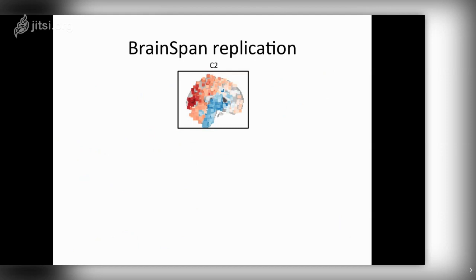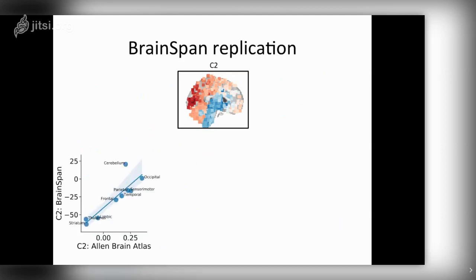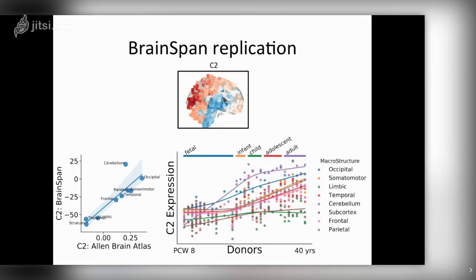So as such, we calculated the mean component 2 expression in several regions in the Allen Brain Atlas and correlated this with the mean component 2 expression of the same regions in BrainSpan. And we found a pretty remarkable correlation between these two data sets shown here. And this not only indicates the generalizability of component 2, but again, we can see that component 2 expression began differentiating structures prenatally. And interestingly, in this case, the process seemed to continue through into adulthood. So it might be a little bit more dynamic.